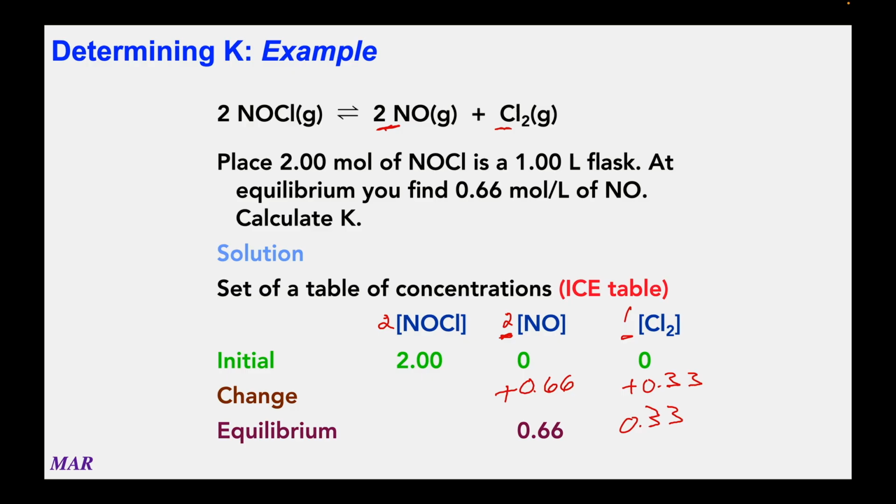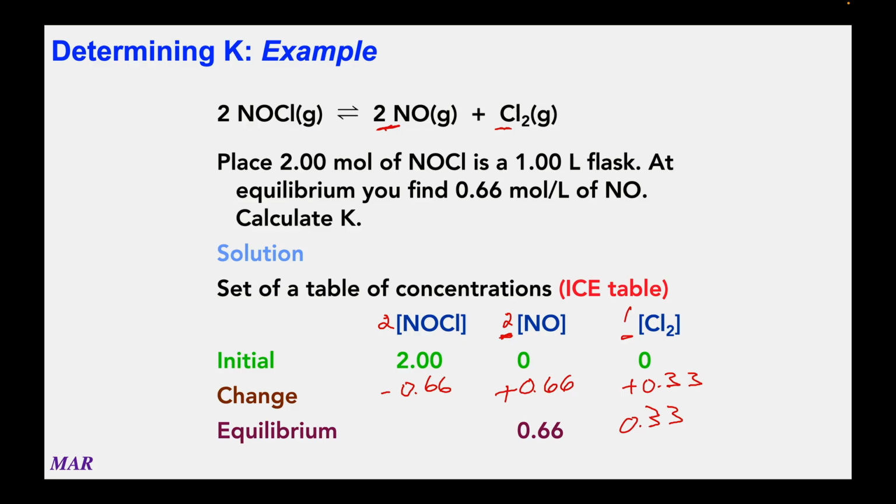But we're not done yet, because the NO and the Cl2 had to come from something, and they're coming from the NOCl. So again, notice how there's 2 NOCl's being used up for every 2 NOs that are being made. Well, if NO and Cl2 are increasing, they're products, they're being made, they have to come from something, and they're going to come from the NOCl. So if there's a 2-to-2 ratio of NO to NOCl, and NO is being made, that means the NOCl has to go down by 0.66 moles per liter. So NOCl is going to be going down by 0.66, while NO is going to increase by 0.66, and Cl2 is going to increase by 0.33.